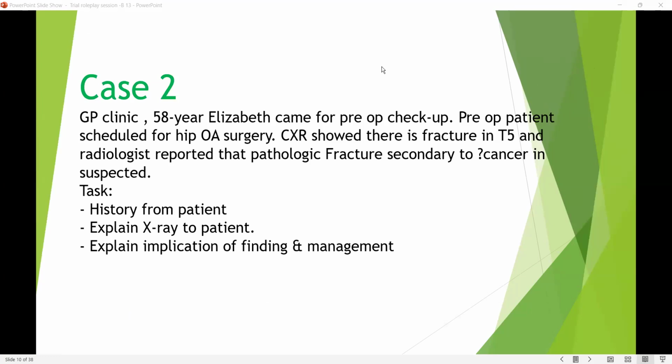So that's the case. So your first task was history from the patient, and after finishing history from the patient, just follow the second task. You don't need to present the history to your examiner. Okay.